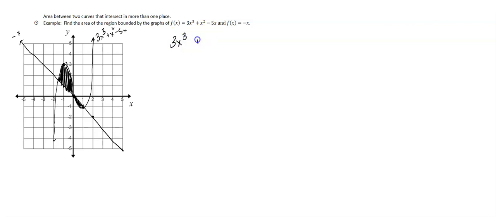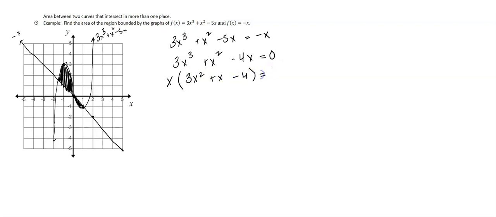So 3x cubed plus x squared minus 5x equals negative x. And if I add x to both sides, I get 3x cubed plus x squared minus 4x equals 0. I can factor out an x, which will give me 3x squared plus x minus 4. And then I can factor the trinomial here and have x minus 1 times 3x plus 4. And that will give me 0. So I get bounds of 0, 1, and negative 4/3. That's the fraction that we see over there.